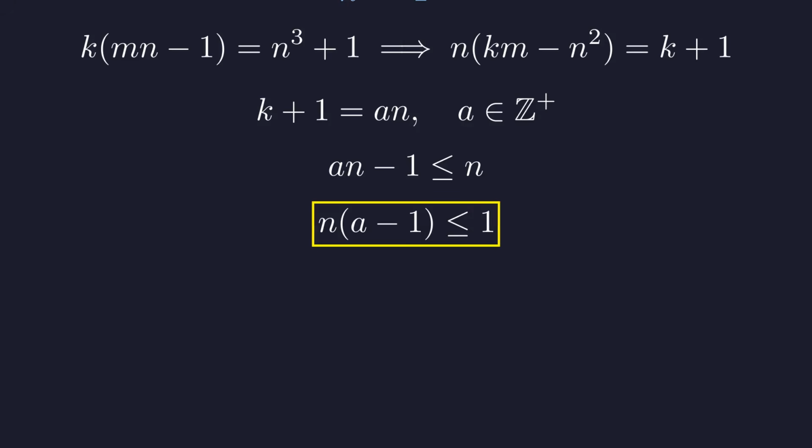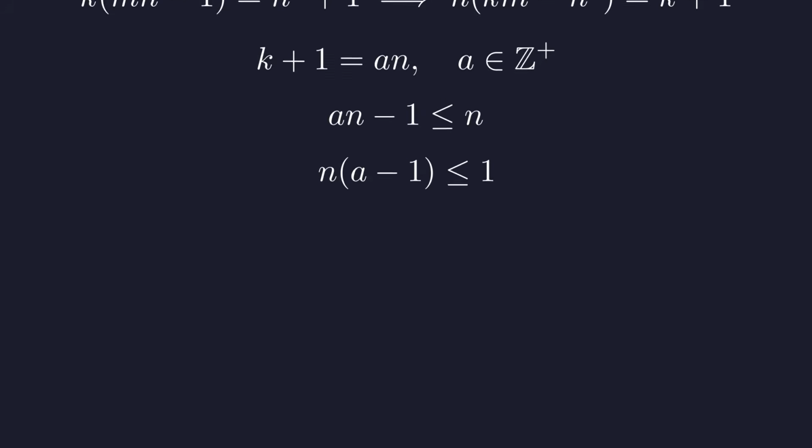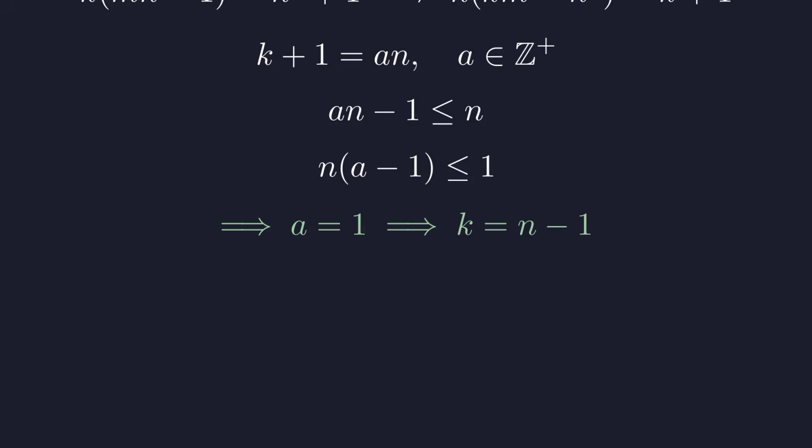Think about this. We have two integers. n is 3 or more. a is a positive integer, so a minus 1 must be 0, 1, 2, or more. If a minus 1 were 1, the product would be at least 3, which fails. The only non-negative integer that works is 0. This forces a to be 1, which means for n greater than or equal to 3, k must be exactly n minus 1. This is the key that unlocks the rest of the problem.